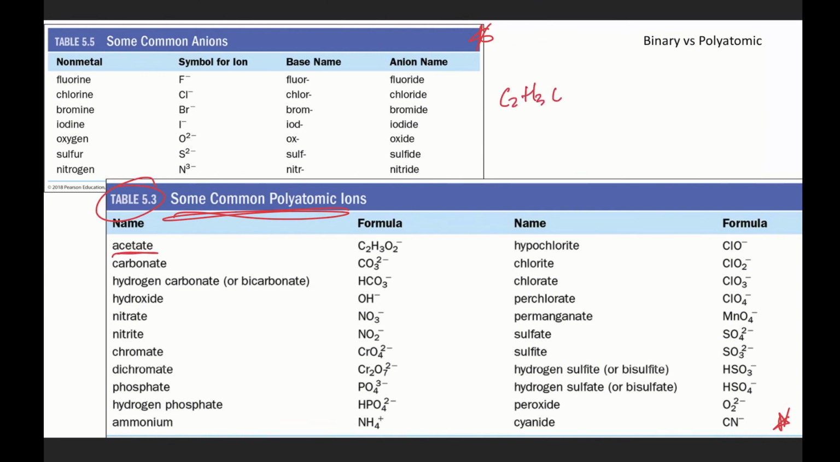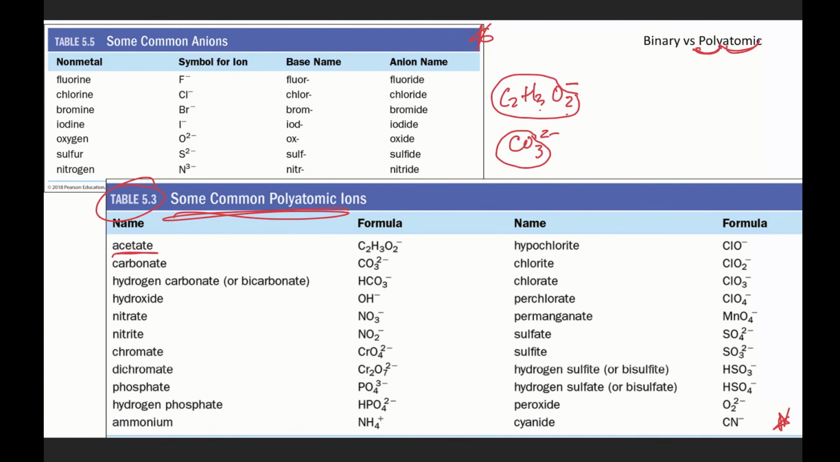So again, C2H3O2, that's the formula, as in there are 2 carbons, 3 hydrogens, and 2 oxygens, and there is a charge of -1. This whole ion has a charge of -1. Polyatomic ion, where poly means more than one atom that makes up an ion. Or for carbonate, when I say carbonate, I mean CO3, and 2- is the charge. So this ion has a charge of 2-.